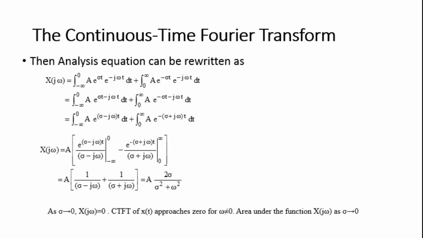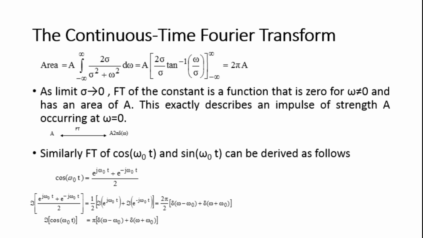As σ tends to 0, X(jω) is equal to 0. The continuous time Fourier transform of x(t) approaches 0 for ω not equal to 0. Now consider the area under the function X(jω) as σ tends to 0. Then the area is A ∫ from −∞ to ∞ of 2σ/(σ² + ω²) dω, which is equal to A · 2σ/σ · tan⁻¹(ω/σ), where the limit varies from −∞ to ∞. After simplification, we get the answer as 2πA.